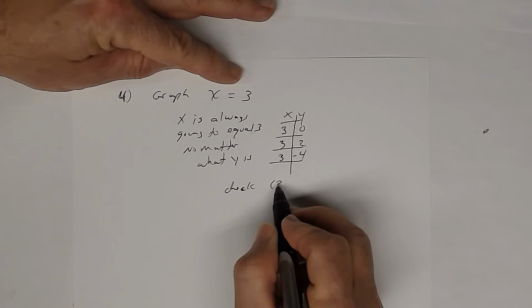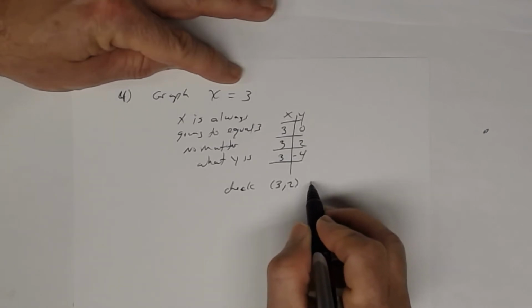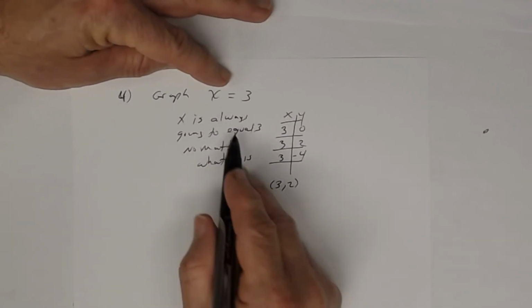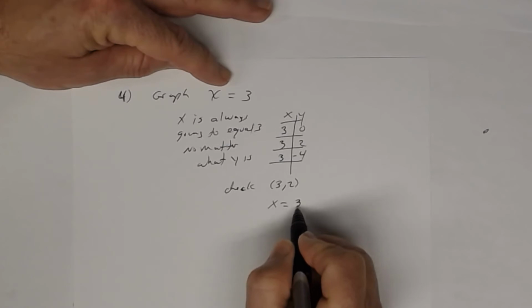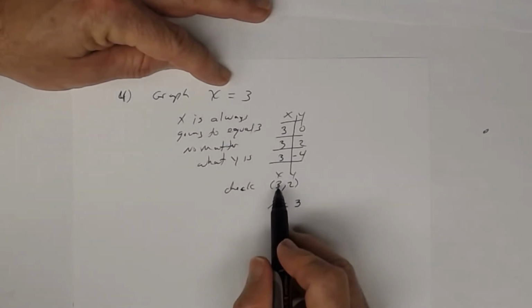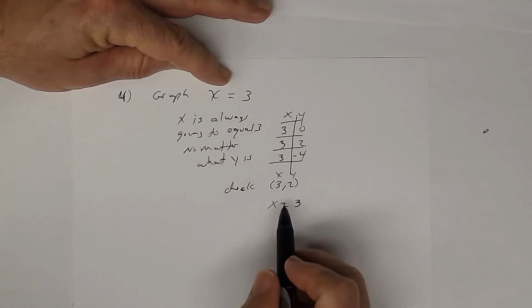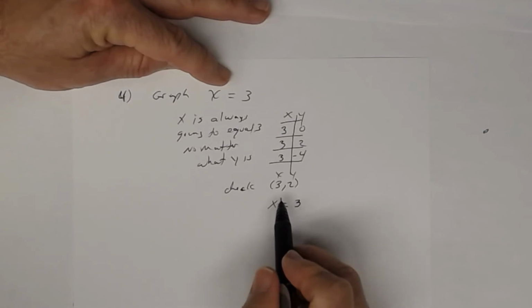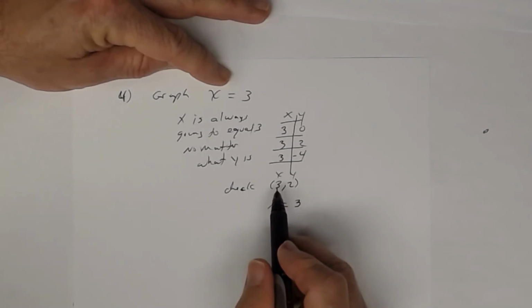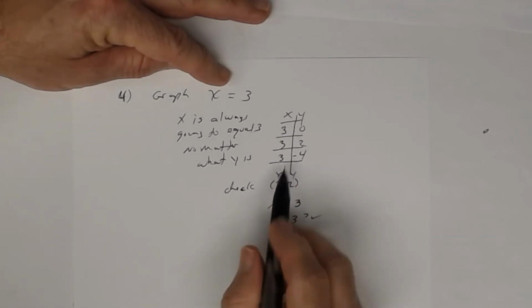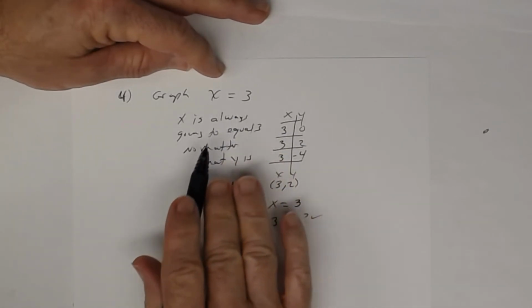So let's check 3, 2 to see if that's a solution. All right, so here's my equation, x equals 3. And remember, this is x, this is y. So where we see an x, you can substitute 3. Where we see a y, you can substitute 2. But you don't see a y, right? So there's no y to substitute. But you see an x. What's x? X is 3. So is 3 equal to 3? The answer is yes. So all these are solutions to this equation.